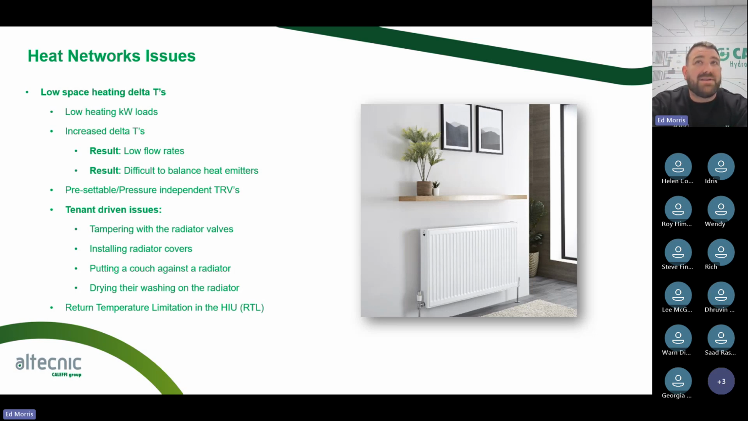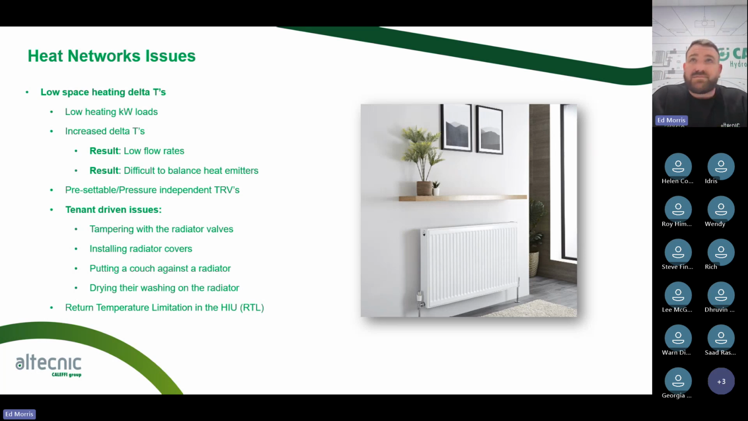Installing things like radiator covers, they may look lovely, they may cover this horrible big white piece of steel on the wall, but they do have an impact on the heat that can be taken away from the radiators. Putting a couch against the radiator, I'm not going to say that I've never done that in my house, but someone putting a sofa in front of the radiator is a big no-no. Drying their washing, again, common things that I'm sure we've all done at some point. We stick some wash onto the radiator. It all adds to the inefficiency of how they work.